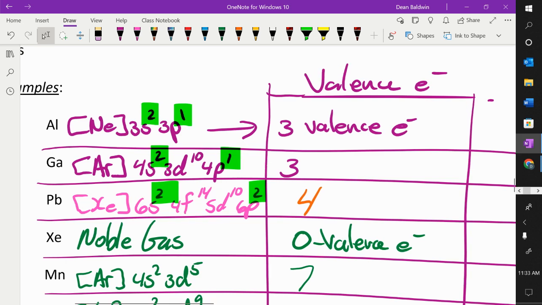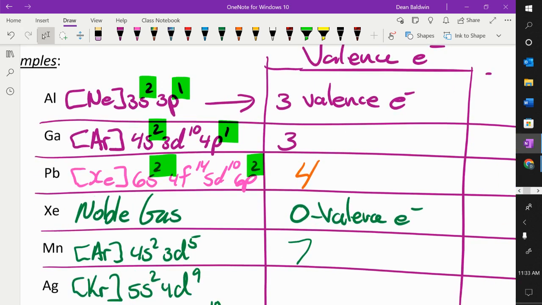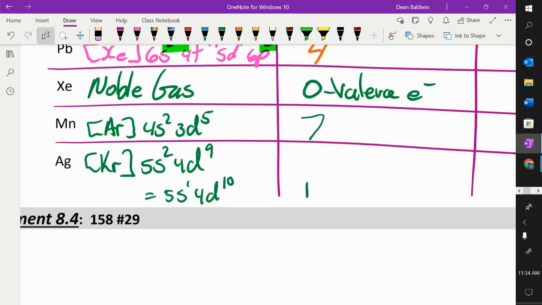So silver, if you write it out, you get this: krypton 5s2 4d9, right? But does it want to be d9? No, because it's 1 electron away from being stable. So what it does is it steals the 1 electron from the s orbital. So you get 5s1 4d10. So then this is the stable atom. So when you look at it, how many valence electrons does it have? 1. What's the charge on silver? Plus 1. So it makes sense. The manganese isn't great because there's too many exceptions. But this is a good question. That would be good for a test or a quiz or something.